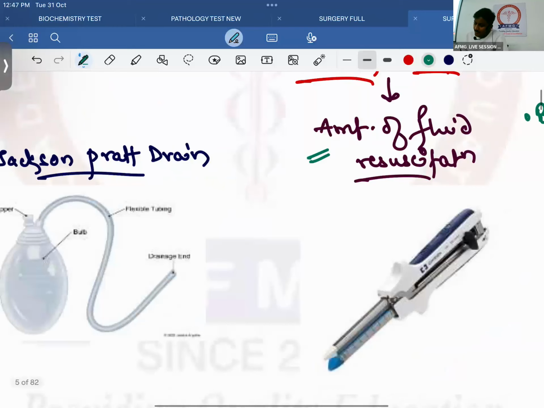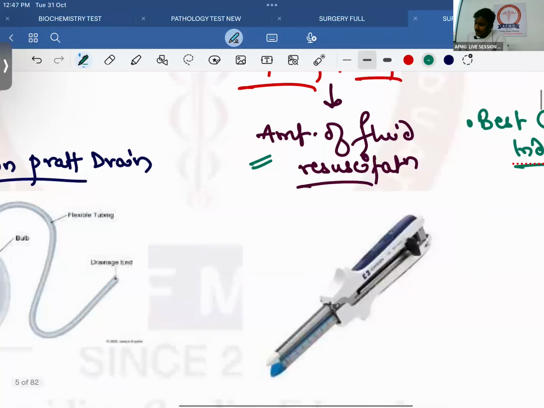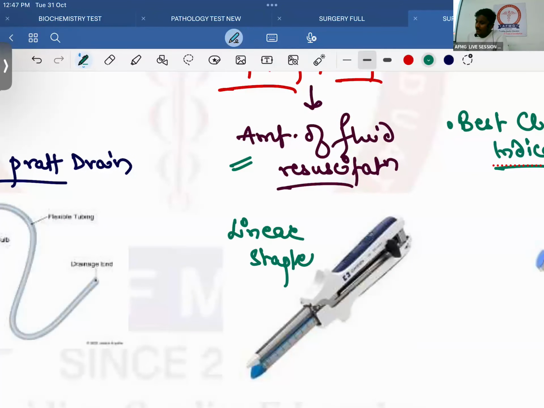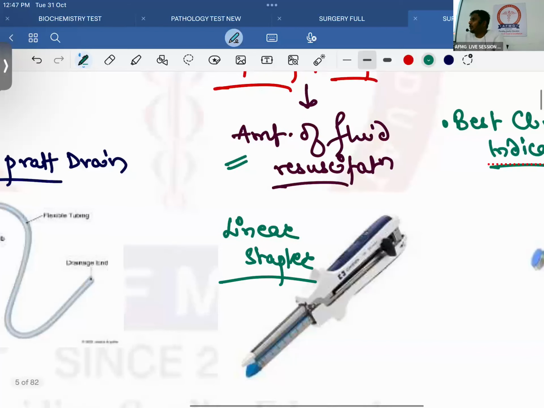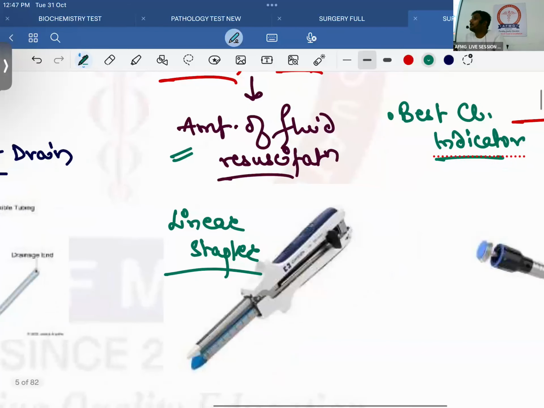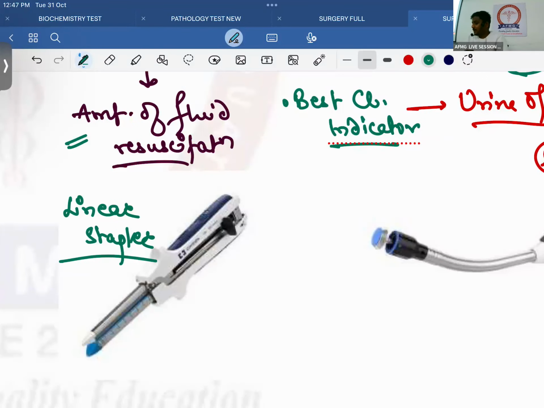Very good. It is a linear stapler used for which kind of surgeries? This is an FMG January 2023 question. Linear stapler is used for gastrointestinal surgeries like sleeve gastrectomy, or which procedure in Zenker's? Dohlmann's procedure. Very good. Next one, beta.